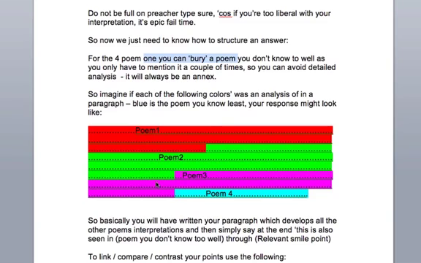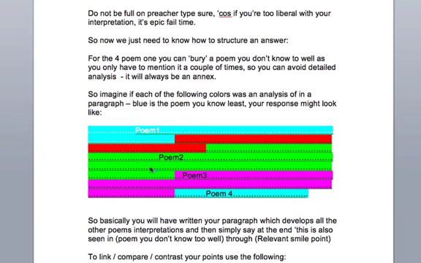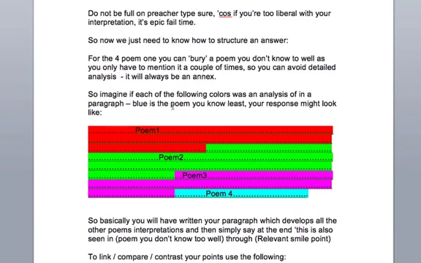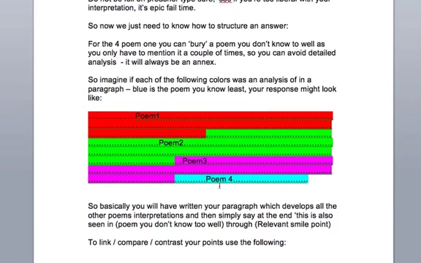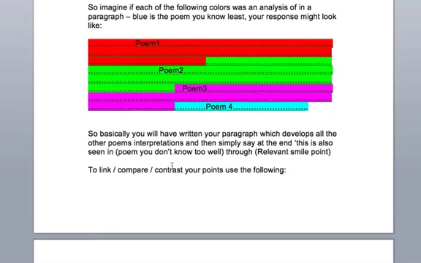So if you look at this little detail we have here, imagine each of the colours was an analysis of a paragraph. The red here is poem 1, and you've got that much. The green is poem 2, and you've got a similar amount. You've got a little less for poem 3, and then poem 4 is just like this extra line at the bottom, but it's still compared. So you'd say, we see this in 1, similarly in 2 we see, however in 3, but 4 also has this, and then you can just put the end of that in there. So basically you'll have written your paragraph which develops all the other poems' interpretations, and then simply add at the end, this is also seen in, etc., with a smaller point.